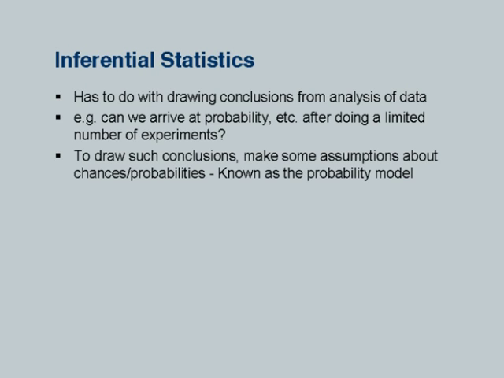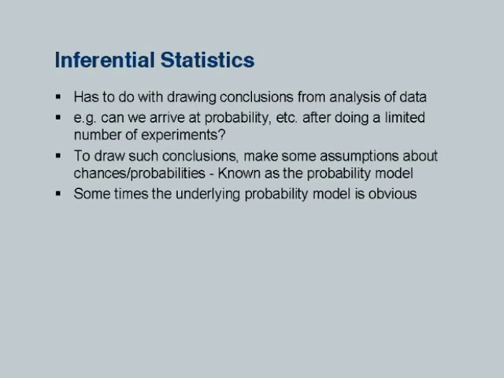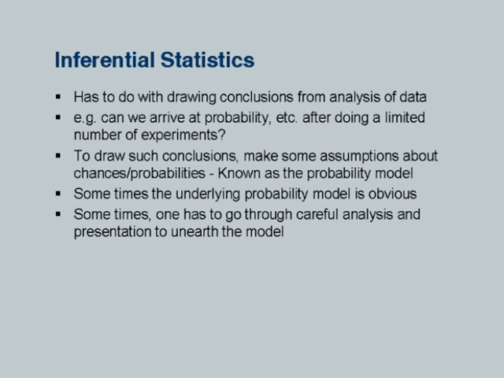First of all, even before that, you will have to find out whether a probability model is even applicable to this system, okay? So to draw such conclusions, make some assumptions. This is what I am saying, that probability is even applicable. This is known as the probability model. First of all, you say that whatever underlying phenomenon happens by chance, so a probability model will be suitable for this purpose. Sometimes the underlying probability model is obvious, and at other times one has to go through careful analysis and presentation to unearth the model, and it has a lot of benefits. In case you can understand the underlying model, then you can use the model to predict what will happen, okay?